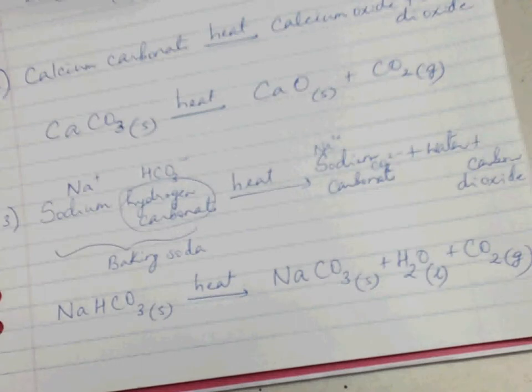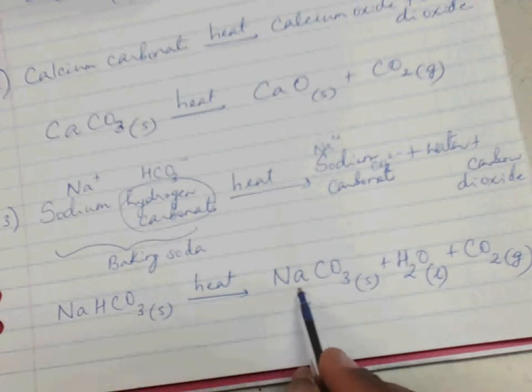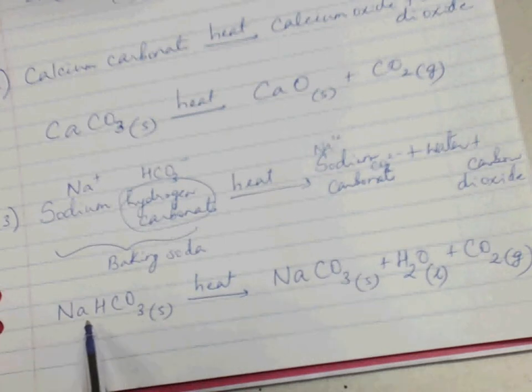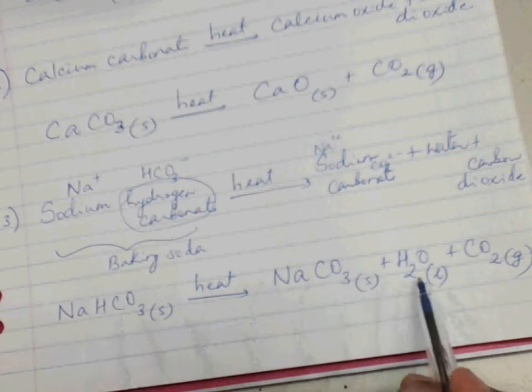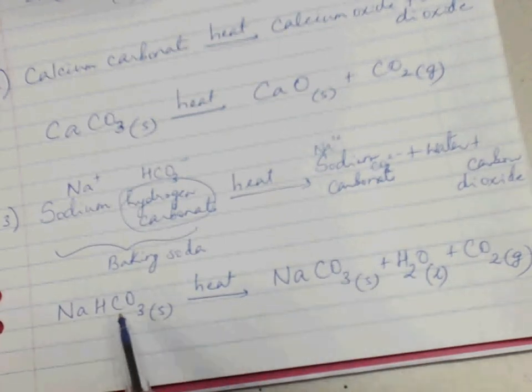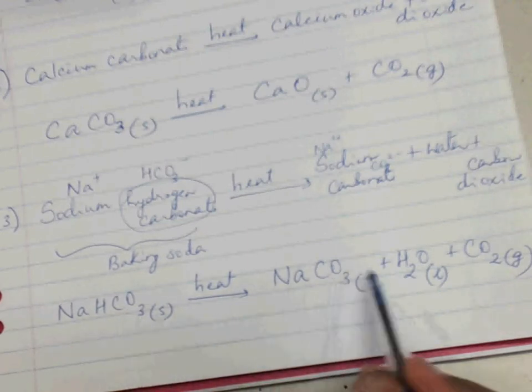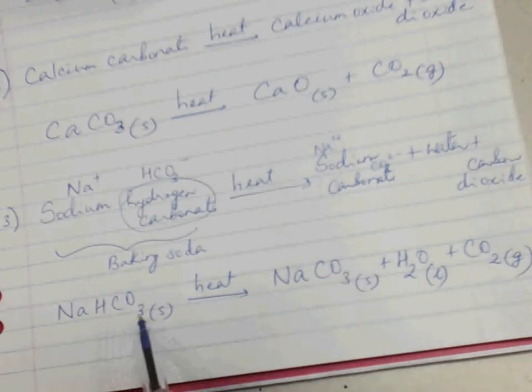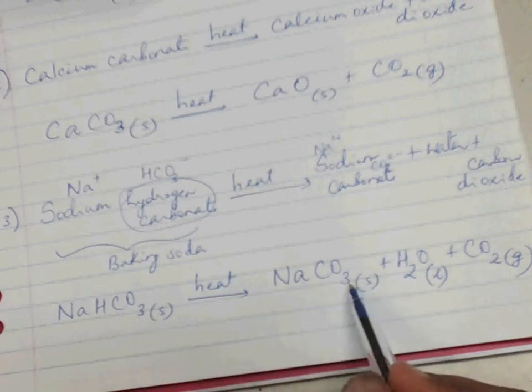Is this equation balanced? Probably not, so let's look at whether it is. I've got one Na on this side, one Na on this side, one hydrogen on this side, but two on this side. I've got one carbon on this side, but two on this side.